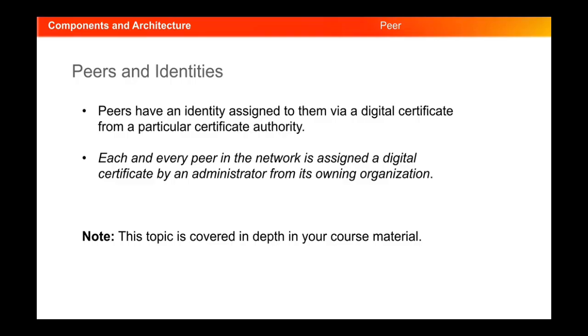Next is peers and identities. Peers have an identity assigned to them via a digital signature or digital certificate from a particular certification authority. Each and every peer in the network is assigned a digital certificate by an administrator from its owning organization. We will cover what a certification authority is and related topics like MSP in the coming section. But for the time being, you should know that peers and identities are always associated together.